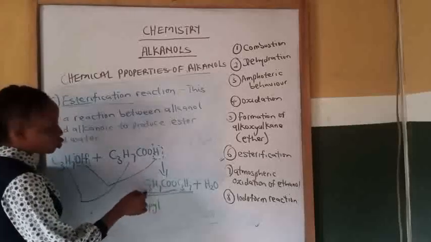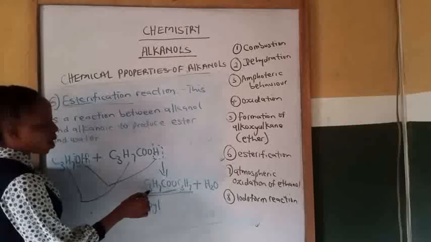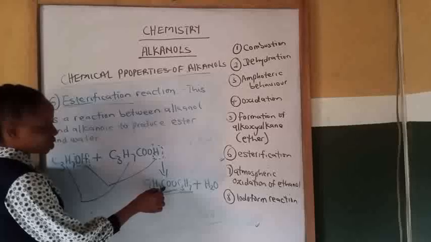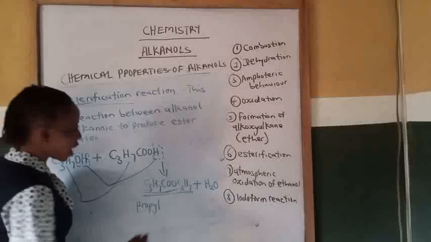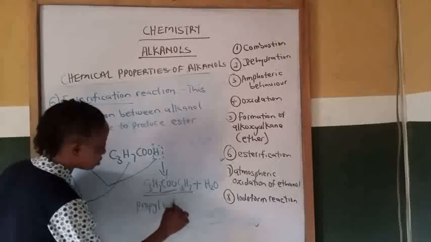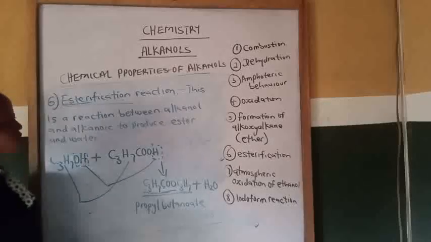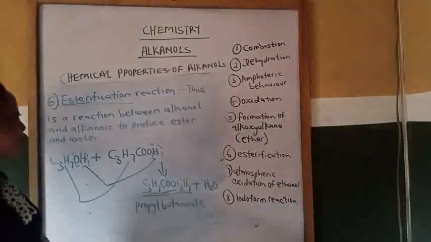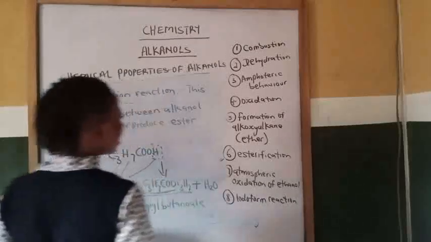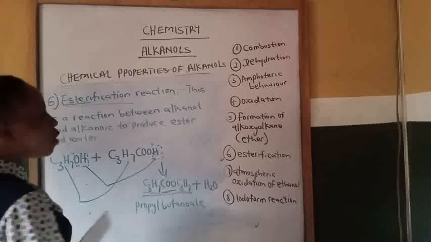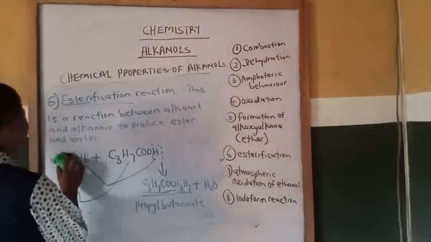So let's name our root hydrocarbon. This is under alkanoate. An alkanoate with 4 carbon atoms, 3 here plus 1, that is 4, is called butanoate. So propyl butanoate. So the name of this product is propyl butanoate. Then let's move to number 7. That's atmospheric oxidation of ethanol.